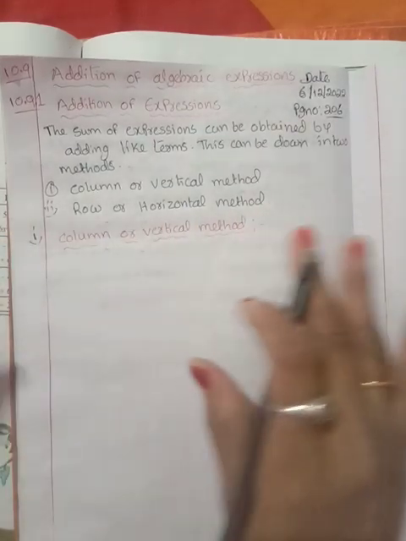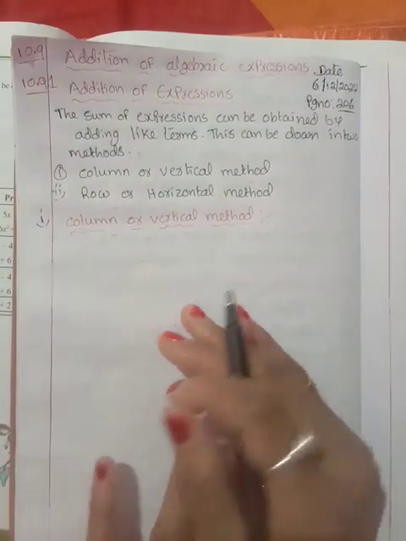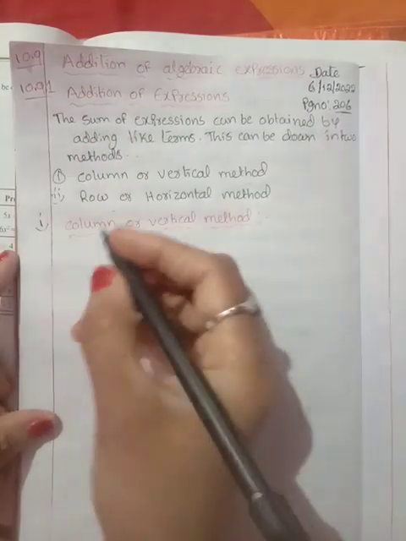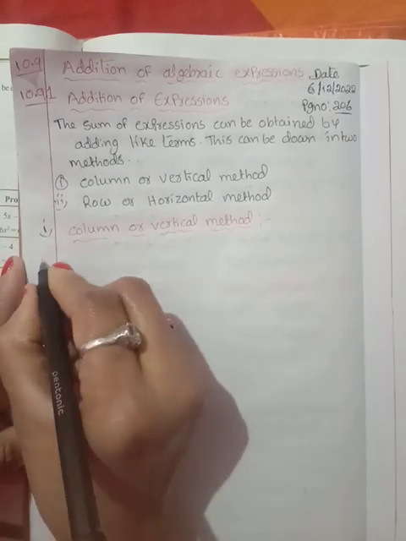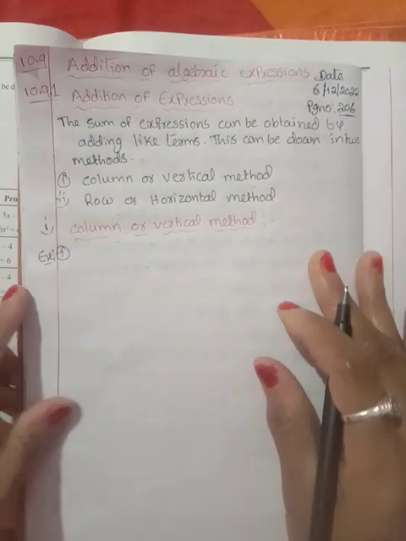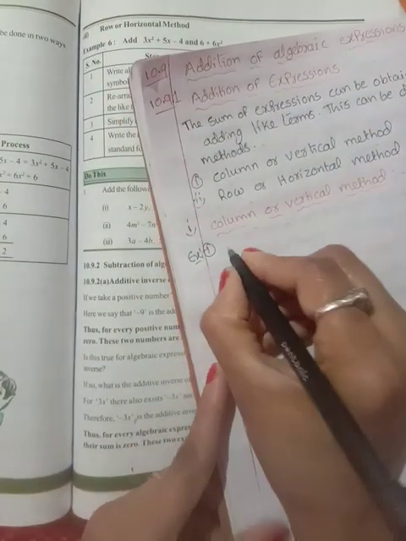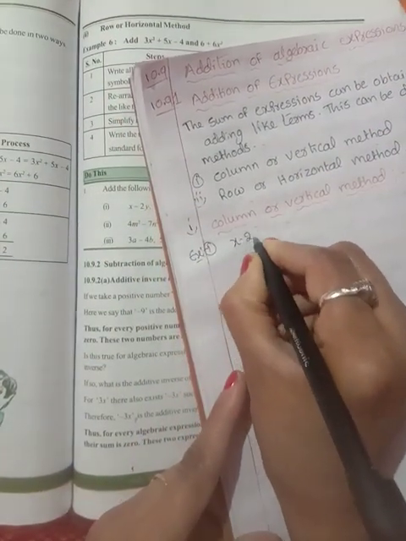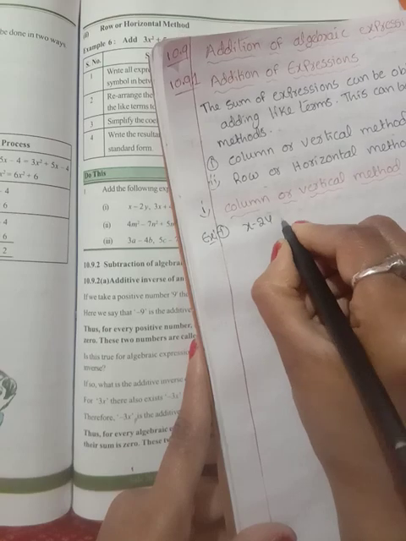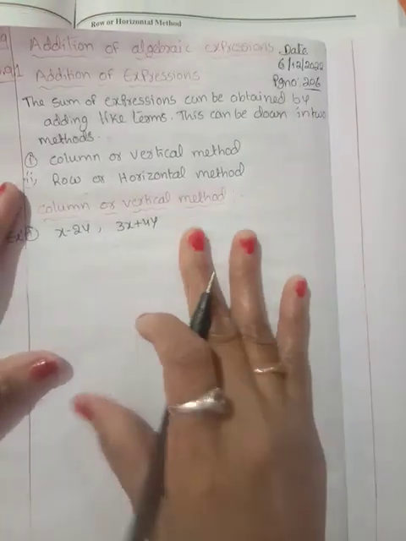First let us take one example in this method. Let us consider examples one by one. First example: suppose x minus 2y and 3x plus 4y. This is the one example only.